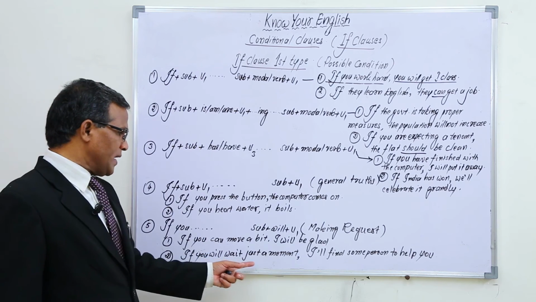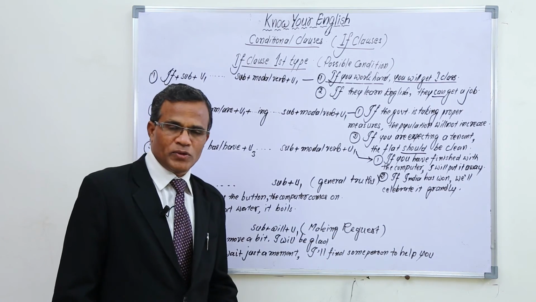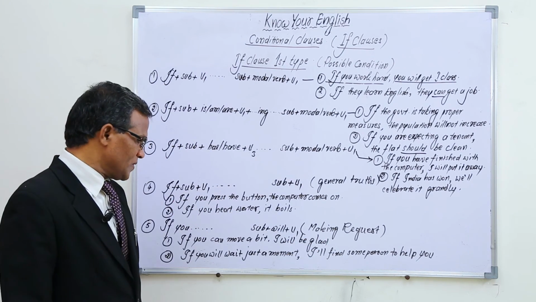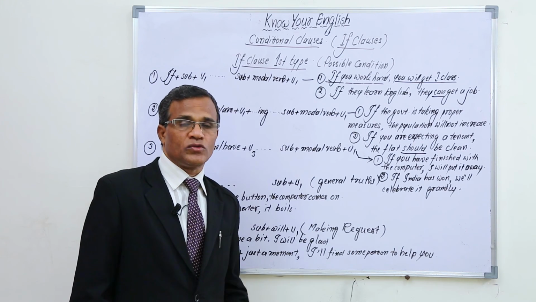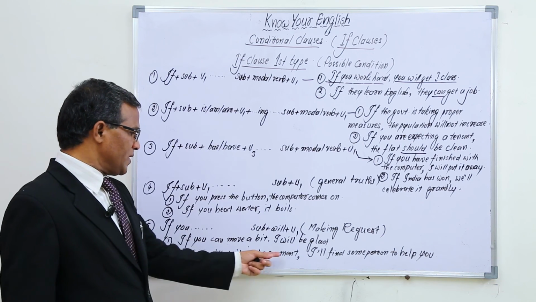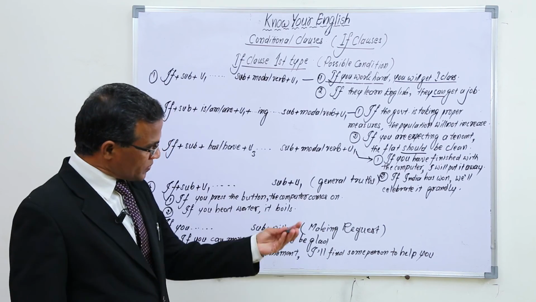And if you will wait just a moment, I will find some person to help you. Means please wait for a moment, I will find some person to help you. So he is asking the person to wait for some time. He is requesting the person to wait for some time. This is also a request. If you will wait just a moment, I will find some person to help you.